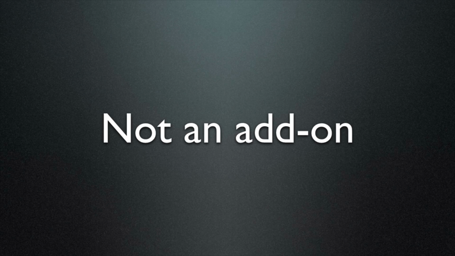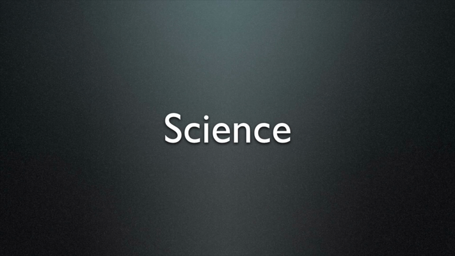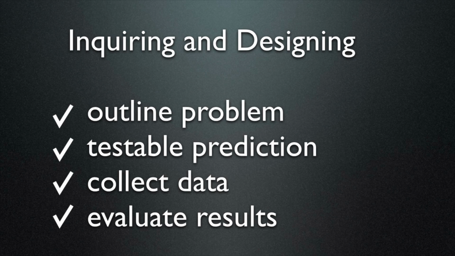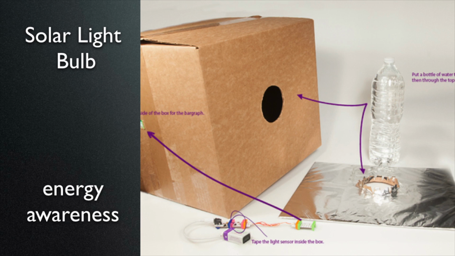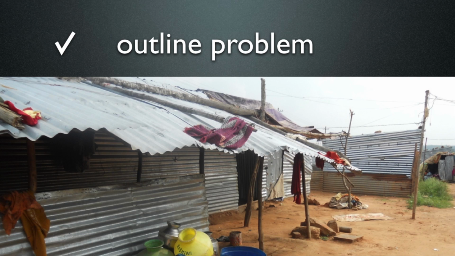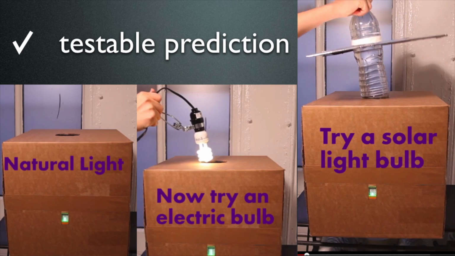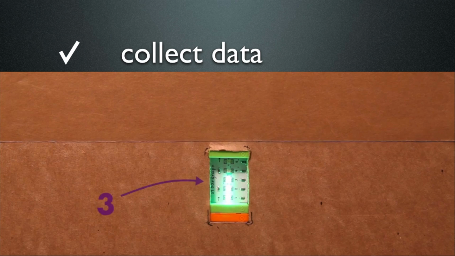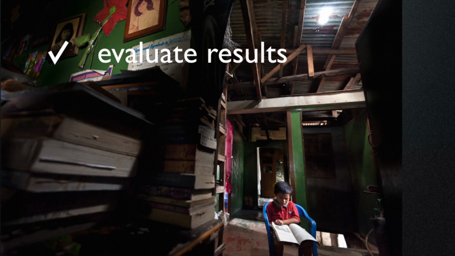It's not an add-on. If I was a science teacher, for example, I would have a framework and a number of criteria that I need to meet. Here's an example. If I took a project that's a solar light bulb in an energy awareness unit, we would outline the problem: the third world is unable to afford basic electricity. And then we would take, for example, these snap-on electronics, and we would compare the different light sources. And then we'd collect the data, what kind of light throughput came, for example, refracted through a PET bottle. And then we would evaluate the potential for really solving the problem.